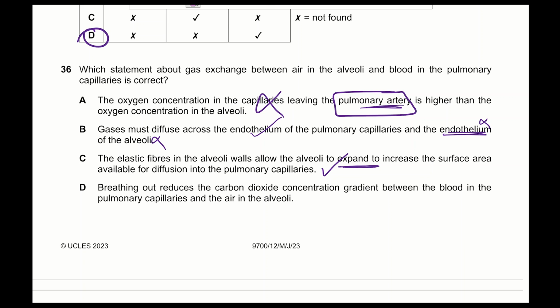Because the gradient is created by the waste found inside the blood. So the blood has a higher concentration of carbon dioxide since it's waste. Therefore, the gradient stays quite constant. Also, the carbon dioxide gradient found in air is a constant percentage. Therefore, it's least likely to change. Therefore, the answer is going to be C.